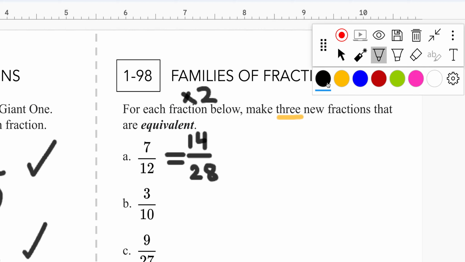Another thing you could do is multiply by other numbers like 10 or 5 or 7. So I know in the previous class, someone told me to multiply by 7, and I was like, that is brilliant.